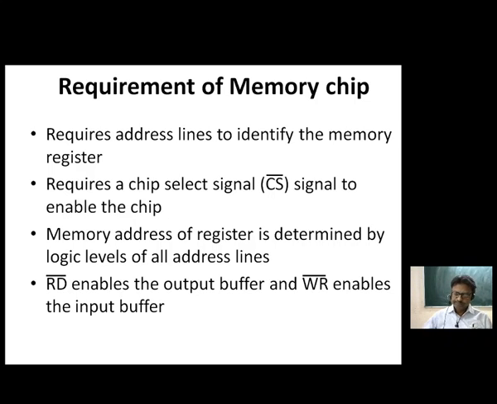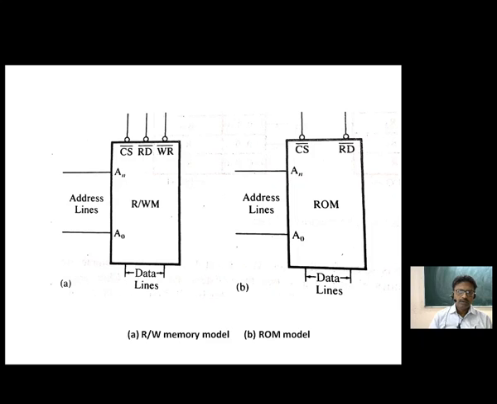Now this is a model, the representation of the individual memory chip. One is read-write memory, another is ROM. Now the difference between read-write memory and ROM is, in case of read-write you can do the reading process as well as the writing process. That is why you require a read signal as well as a write signal. But in case of ROM we don't require to write anything because we cannot do it. So write is absent, only chip select and the RD signal are there.